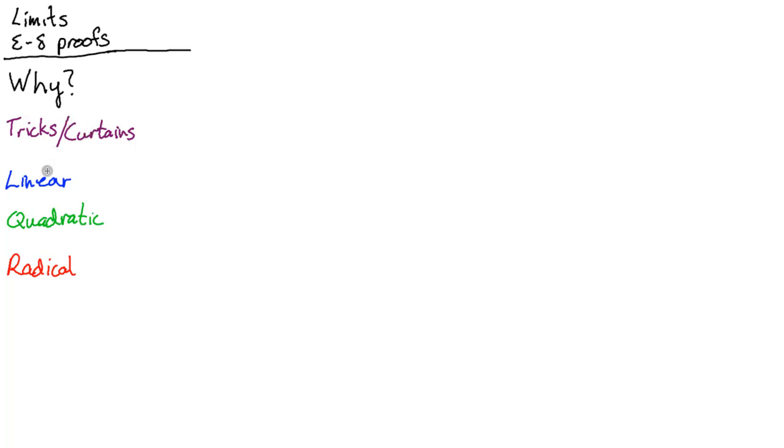And then we'll do an example of it with linear, quadratic, and radical to see how these tricks and tips, and certainly why we're doing them, help to understand this epsilon delta and how to write proofs of that. So first of all, we talk about limits.